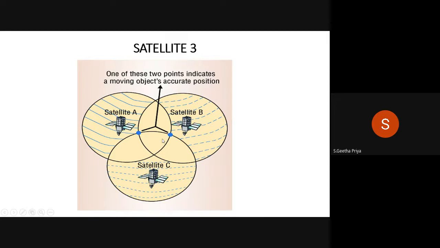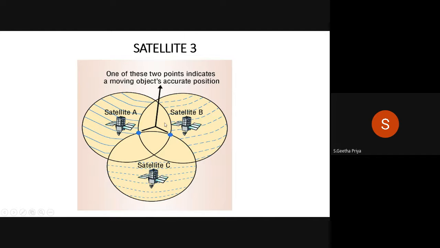So I can't find the exact position. So I am going for satellite 3. Satellite 3 will be emitting radio waves in its orbit, and now after the third satellite, the number of possible positions has been minimized to two points. You can see the blue points here. So this is position 1 and this is position 2.